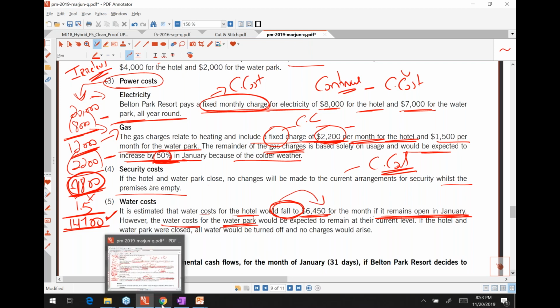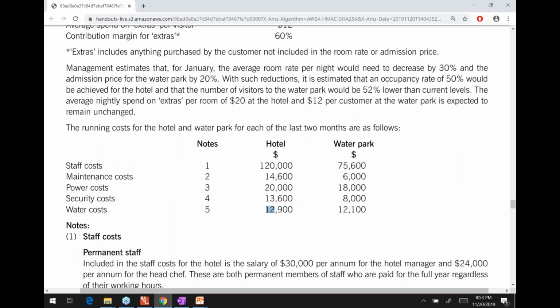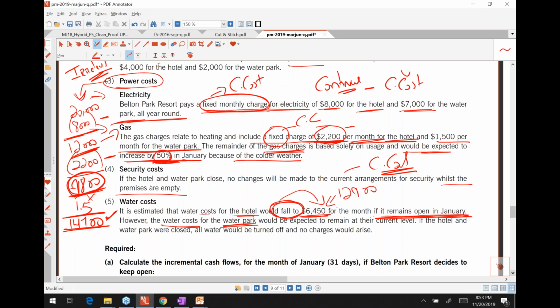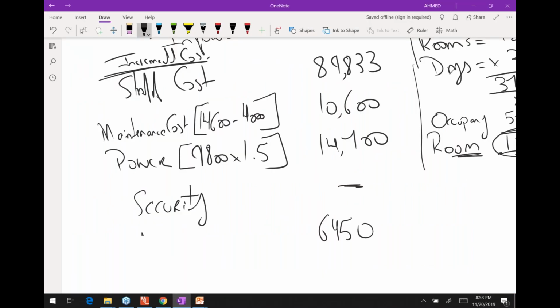So right now what is the cost? It's 12,900. So from 12,900, it will fall to 6450. So what will be the cost if we continue in January? The cost will be 6450. If we continue, it will be 6450. Automatically, they have given us the figure. So this is incremental 6450, and this is the water cost. That's it.